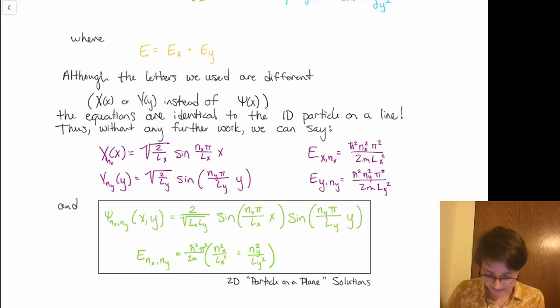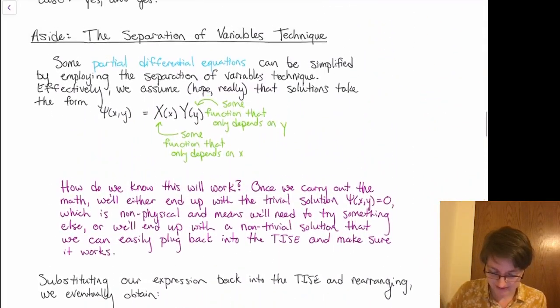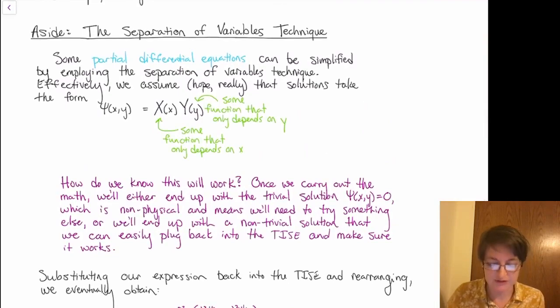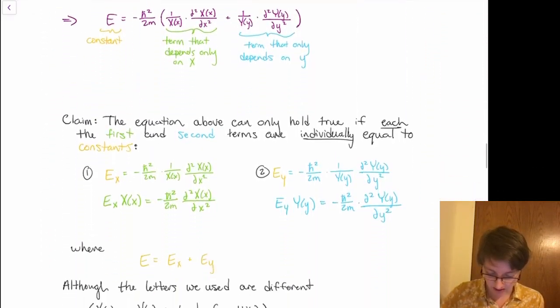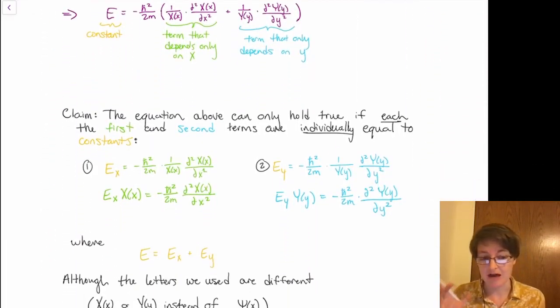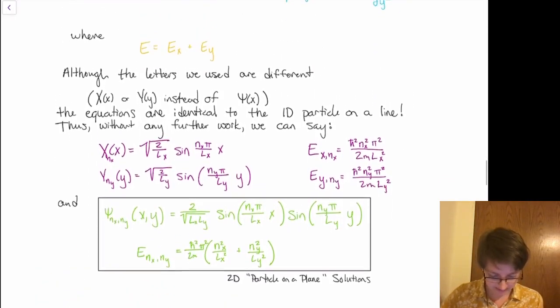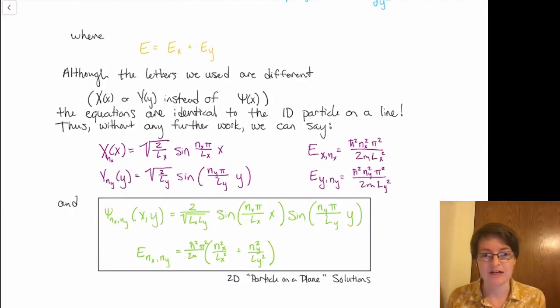That means if we scroll all the way back to the top, when we started this nonsense about separation of variables, my wave function, which is a function of both x and y, is a product of the x function times the y function. And my energies are a sum of the x part of the energy and the y part of the energy. And that means the text in green is my overall grand finale solution to Schrodinger's equation for the two-dimensional particle on a plane problem.